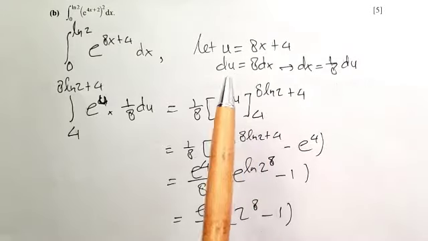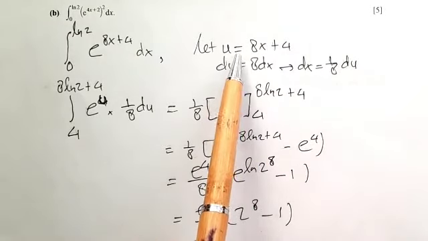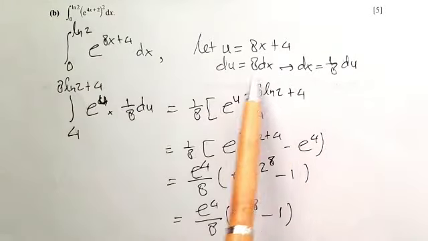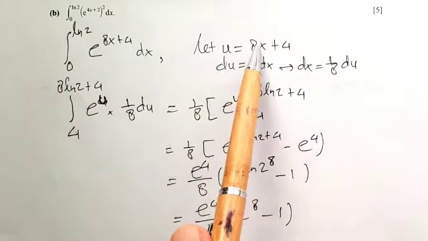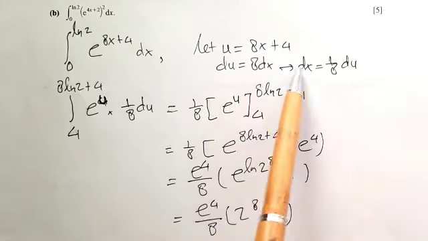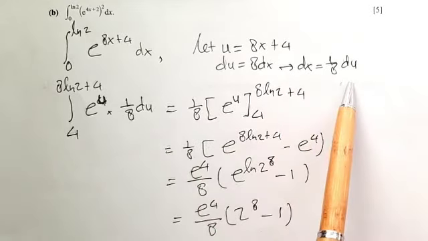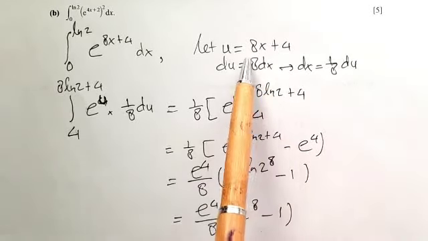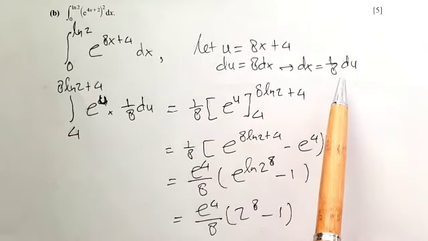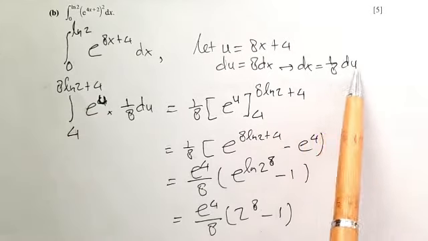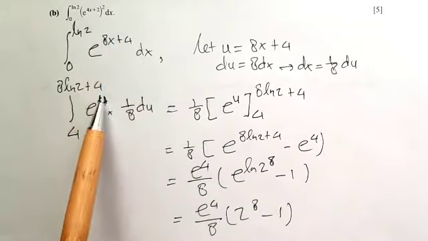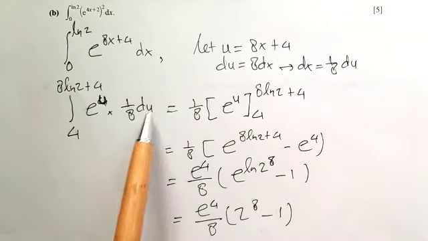Now again here we use integration by substitution. We let u equal the indices here, that is 8x plus 4. Thus du/dx is 8, or du equals 8 dx, and from here we obtain dx equals 1 over 8 du. Now substitute 8x plus 4 by u and dx by 1 over 8 du. Thus we obtain e to the power u times 1 over 8 du.